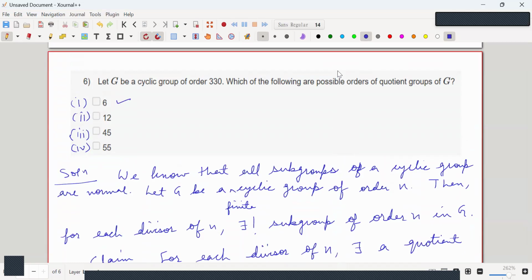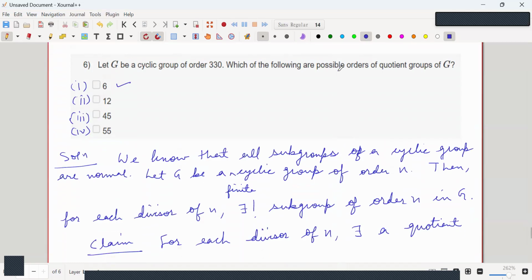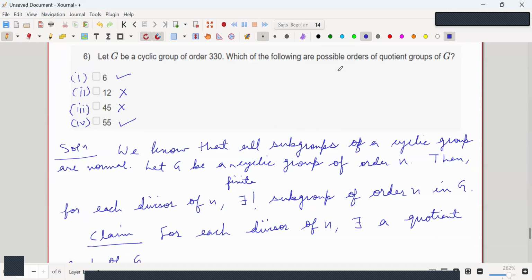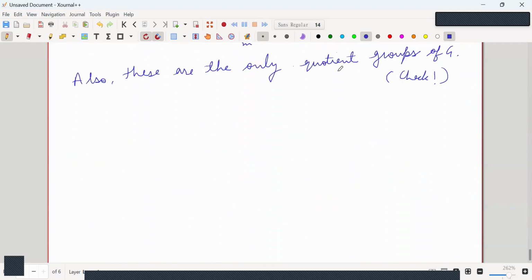I hope I am clear. Yes, sir. Okay. So here I think 12 will not divide, so there will not be any sub quotient group. 45 also will not divide. 55 divides. So with this assignment 4 is over.